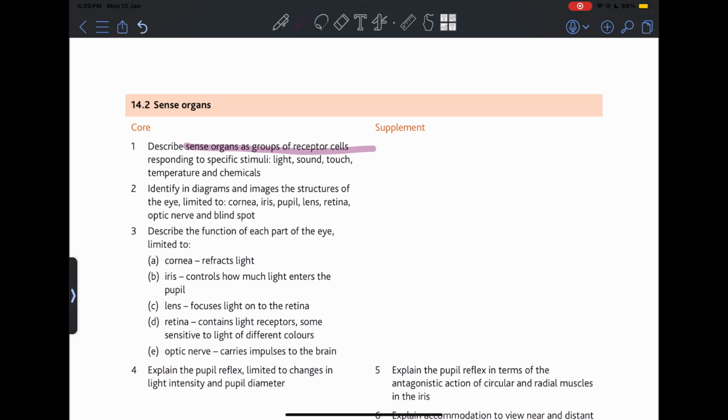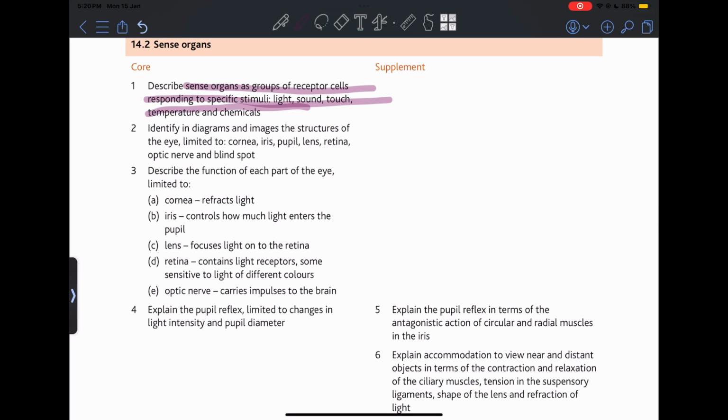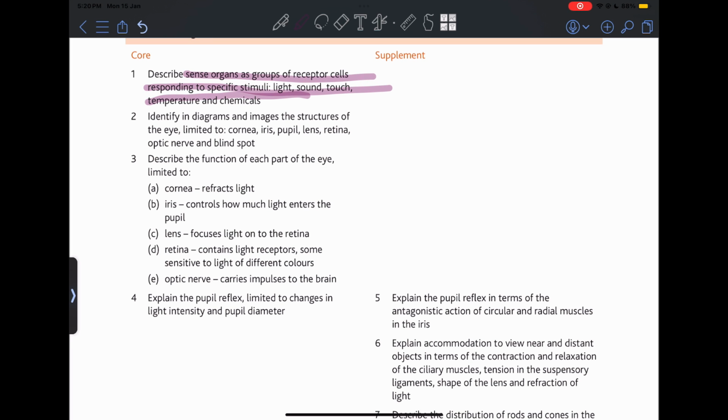Describe the function of each part of the eye limited to: cornea refracts light, iris controls how much light enters the pupil, lens focuses light on the retina, retina contains light receptors, some are sensitive to light of different colors, and optic nerve carries impulses to the brain. So this is the use of each part of the eye as I just explained. Number 4 says explain the pupil reflex limited to changes in the light intensity and pupil diameter.